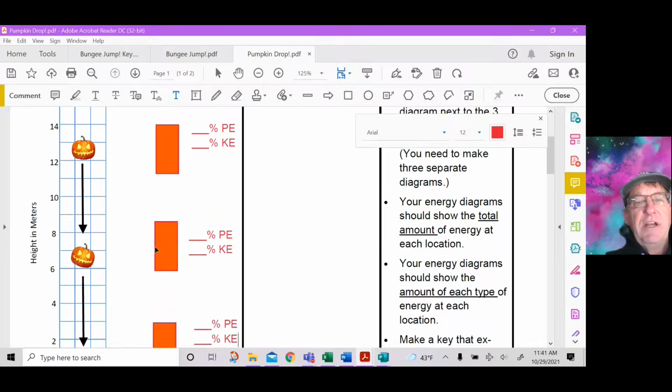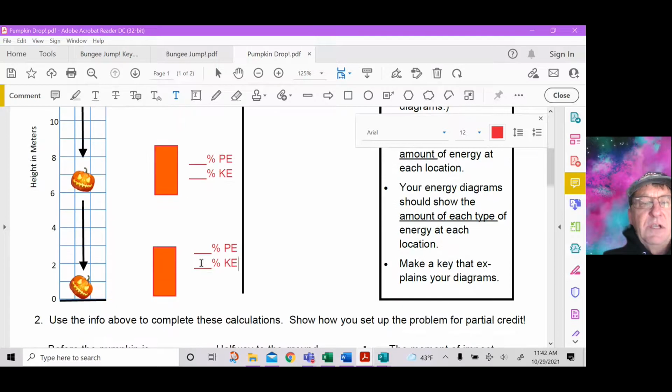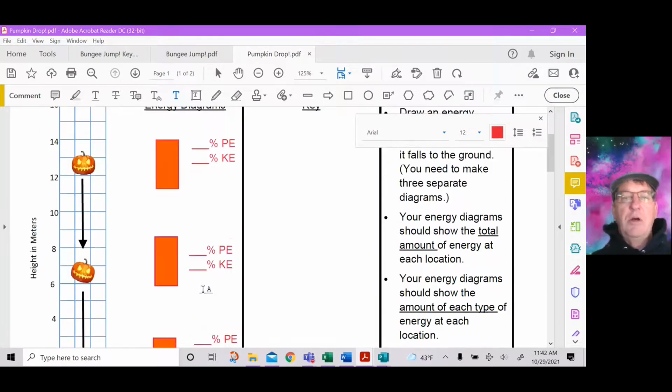Now, halfway down, how much of this should be potential and kinetic? I will tell you now this is no longer correct. I want you to fix that for yourself, and I want you to label these percentages. When it's at the exact halfway point, 6 meters down from the 12-meter drop, that should give you a pretty good hint of how much should be potential and kinetic, right? Similarly, when it hits the ground, the very moment it hits the ground, how much of it is potential and kinetic? You will need to change this box to match what's going on.